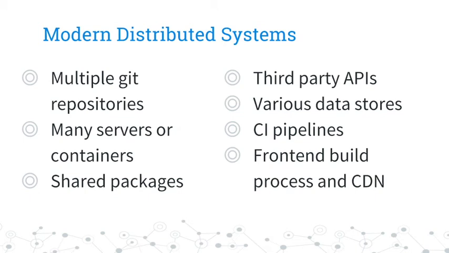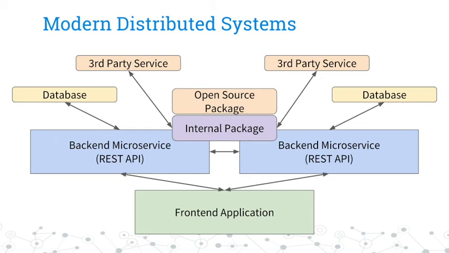So let's jump into a little architecture diagram for a slice of a distributed system. In this one, we've got a front-end application that connects to two back-end microservices or REST APIs of some kind. Each of those imports some kind of internal package and maybe an open source package. And then we've got each of those microservices connecting to a database and then a third-party API. We'll get more specific in a second as to what those might look like.